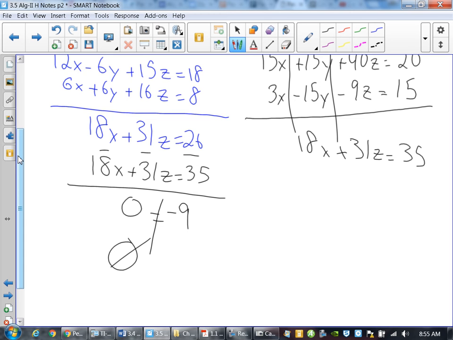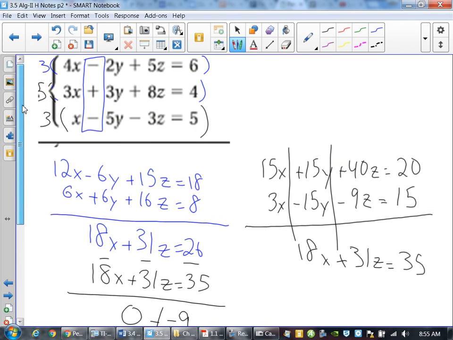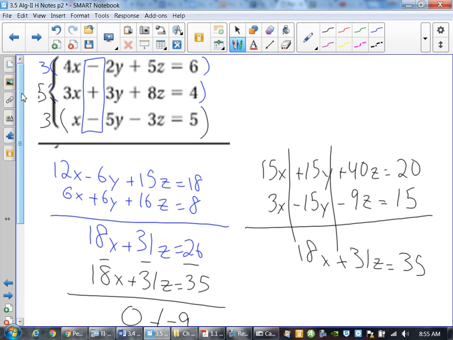So right after you get 18x plus 31 equals 26, you just automatically pair up two other equations? You don't try to solve for anything? Correct. Because what you're trying to do here is take a big chunk to a smaller chunk. You're picking out of the three which is going to be the easiest way to eliminate one of the variables, and you're going to have to do that twice.